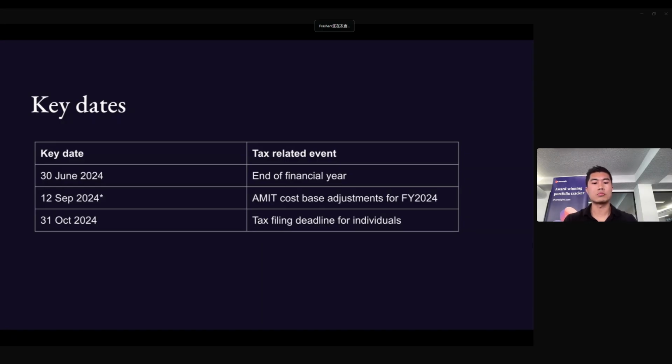So this should line up with the annual tax statement that you get from your share registry as well. So we'll get that in sometime in early September. And obviously, 31st of October, that's the tax filing deadline for all the individuals doing tax return.